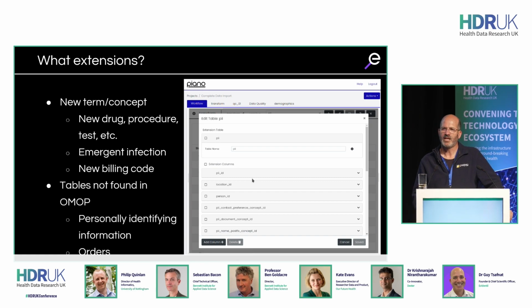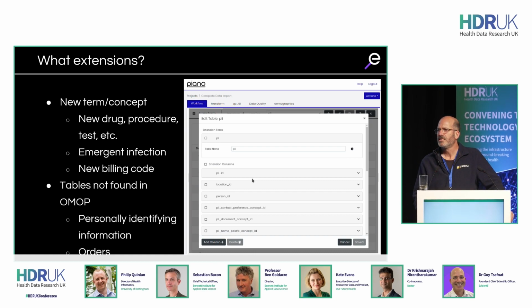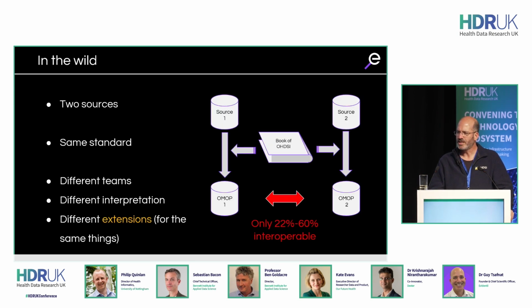Other things, they might have a new procedure, a new disease that comes up, a rare disease, a new drug. These are new concepts that you need to introduce into OMOP, and how do you make sure that all the sites are using the same extensions and the same interpretations? So what happens in practice is that between 22% and 60%, depending on what data you're actually sharing, is actually interoperable even when both sites are using the same standard. Yeah, that's why are we doing this, right? Is to be interoperable.